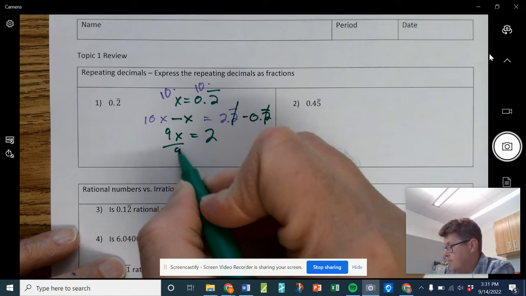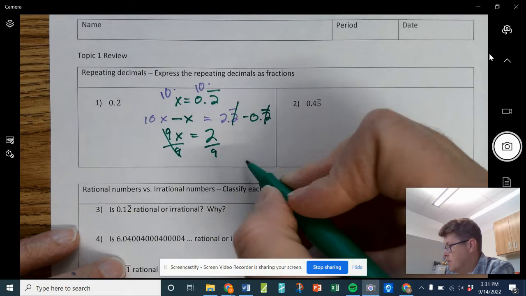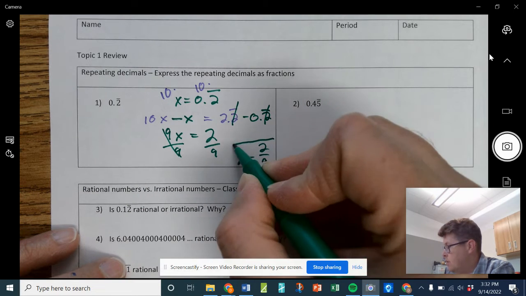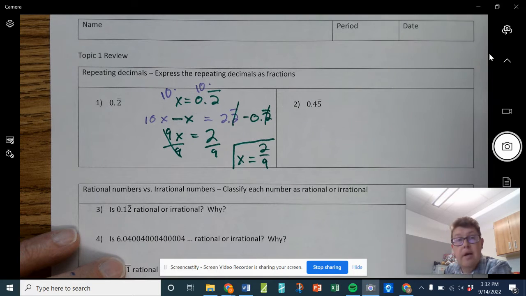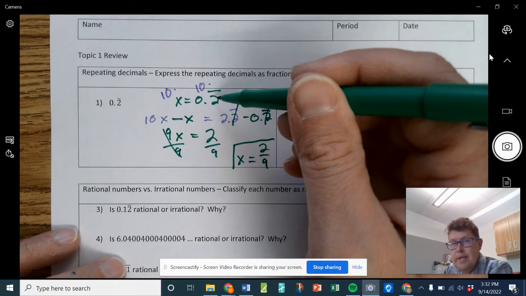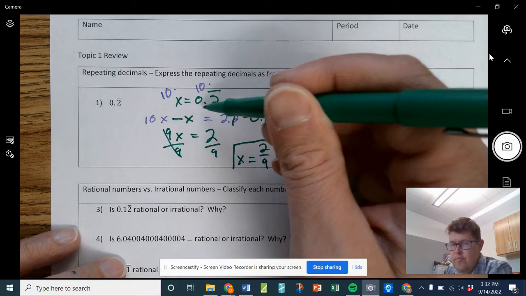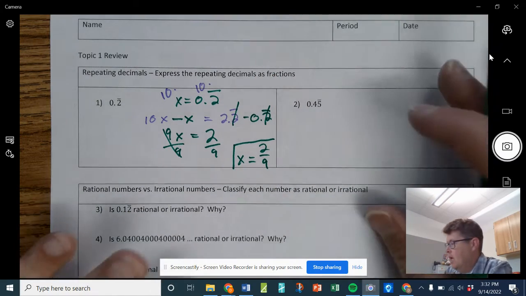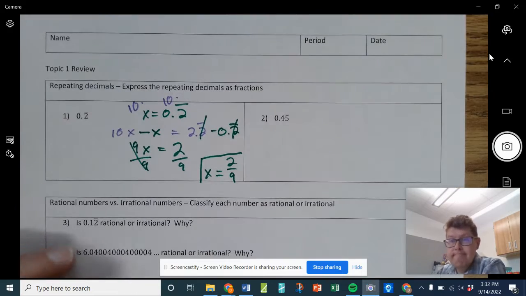We divide by 9. Our final answer, which I'm just going to put in the corner right here, is x equals 2/9. Again, your shortcut, once it's one repeating decimal like this, in this form, you just put it over 9. That's your shortcut. The shortcut does not work on this one.